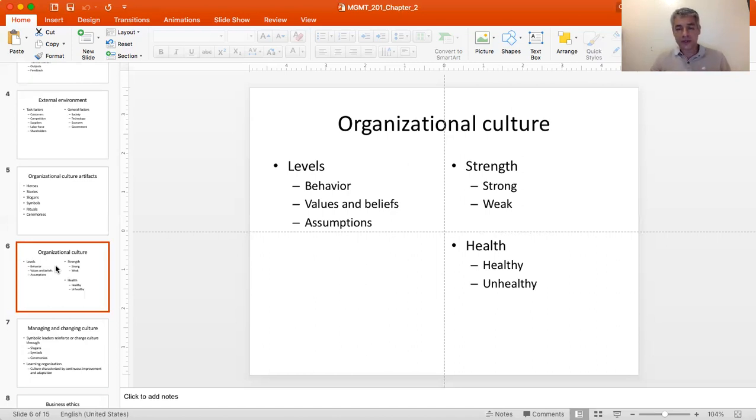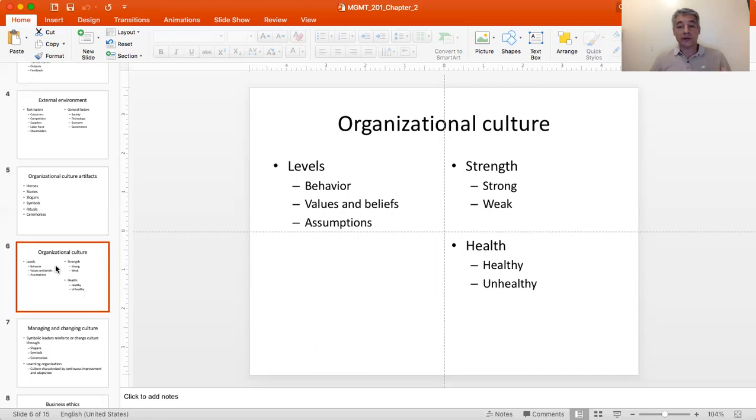Finally, assumptions are even one level below values and beliefs. Those are the things that we as employees take for granted. Those are the things that shape our values and beliefs. We just believe that the world operates in a certain way.